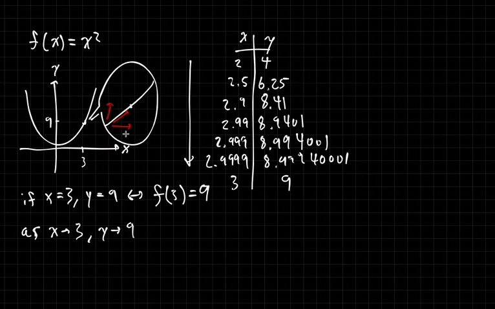But this was only from one direction. What about the other direction? Well, I would have to figure out what is happening here as well, because x can also approach 3 in the opposite direction.